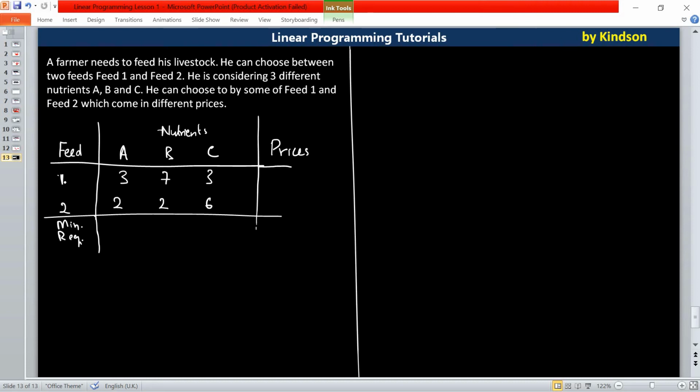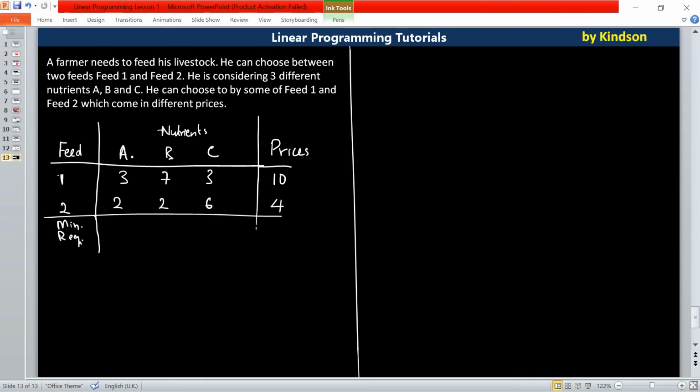Sorry, let's get it straight. Here it says that feed 1, right? So 3 units of feed 1 contains A nutrient, 3 units of feed 2 contains B, and 3 units of feed 1 also contains C nutrient, and the price of this is equal to 10. I think this will become clearer. The price of all of these is equal to 4.